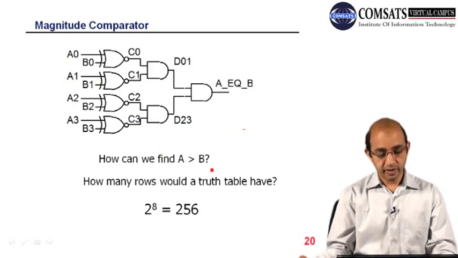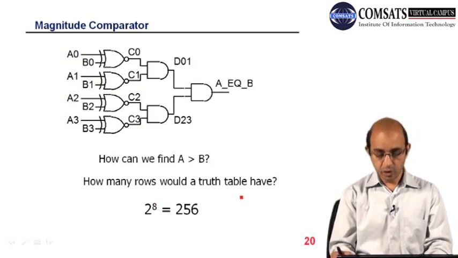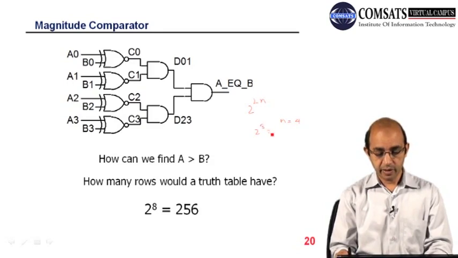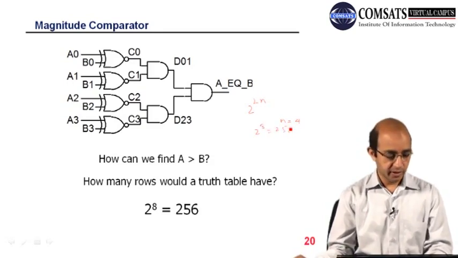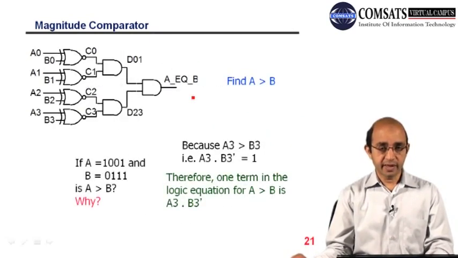So how can we find if A is greater than B? As we mentioned, here we have 8 bits in total, so how many different combinations would the truth table have? We have 2 raised to power n, where n is the number of bits for each binary number. Here, 4 bits each, so we have 2 raised to power 8, which is 256. It is not possible for us to even draw the truth table on the screen or on a piece of paper.